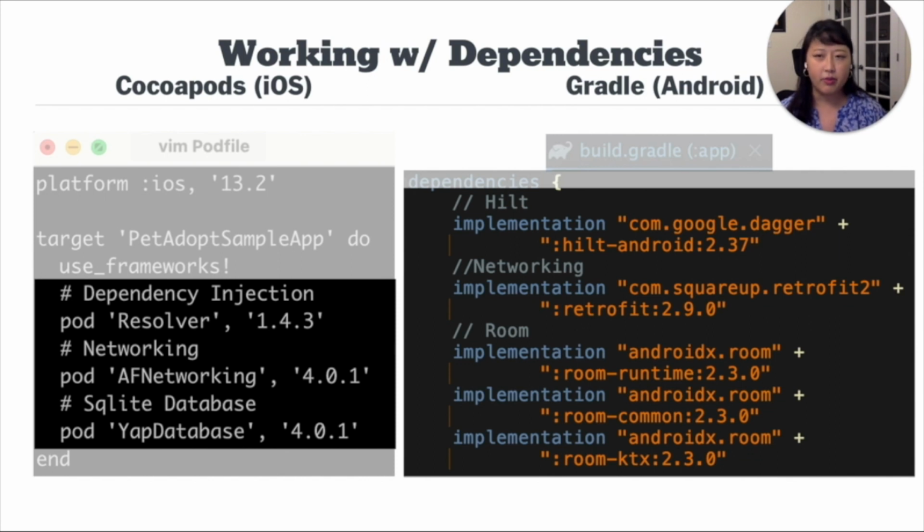So, going back to our pod file, we specify our dependency by the pod keyword, give it the dependency name and a dependency version. This is essentially equivalent to the implementation in our build.gradle, in which we specify a package name and then give it a package version.